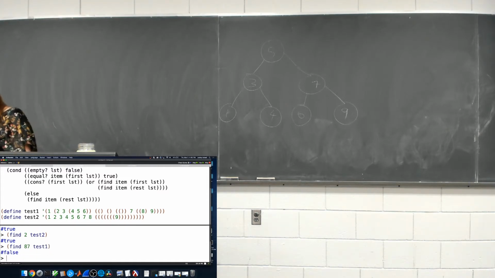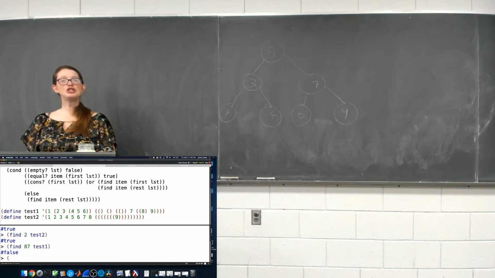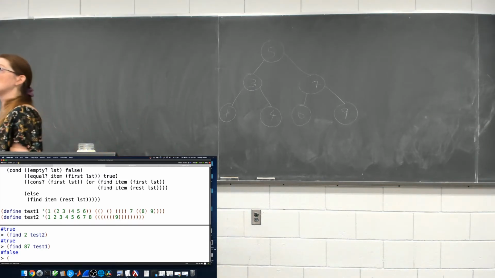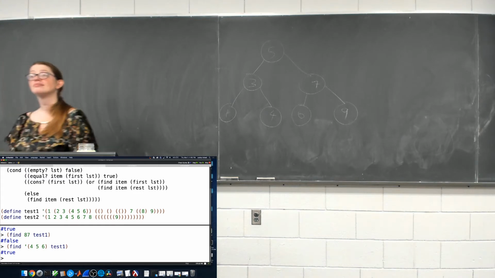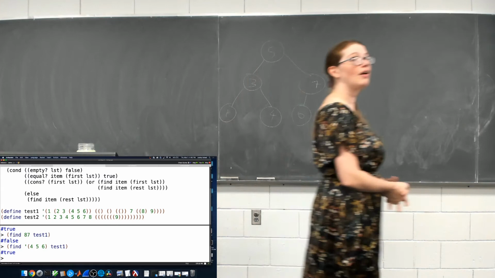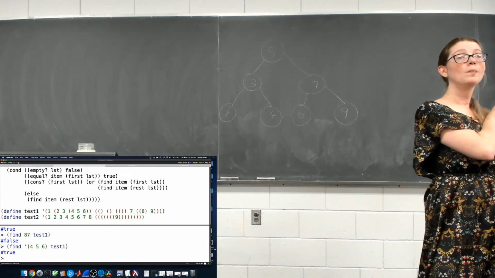We get false, which is what we anticipate. Now this is where things get interesting. You should be able to search for anything, which means you should be able to search for a non-empty list. So let's try to find 4, 5, 6 in test 1. And it produces true. So it's kind of a fun one. All right, any questions about this implementation?